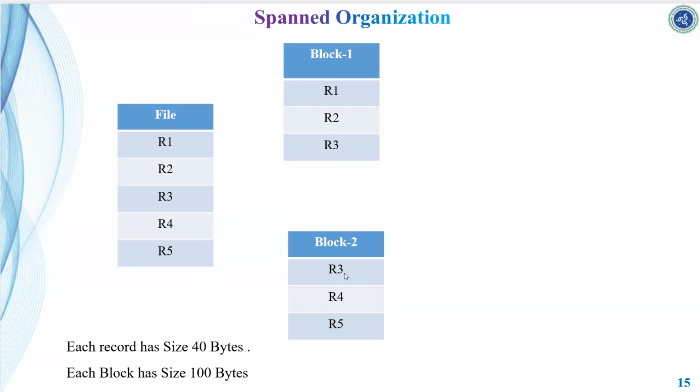We also need to have a pointer after R3, at the end of block 1, pointing from this point to the record R3. This organization is called a spanned organization. After saving R3, we can continue with R4 and R5 in block 2. It has sufficient space to save the records R4 and R5 also.